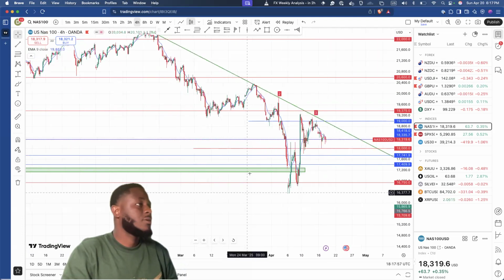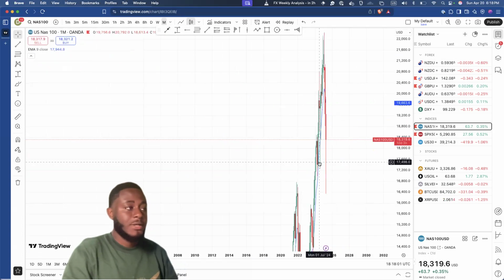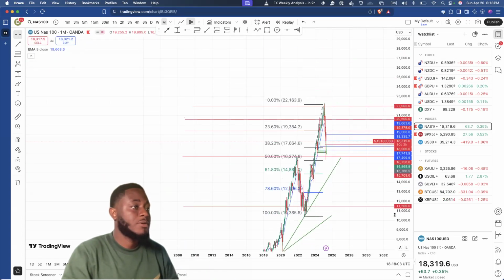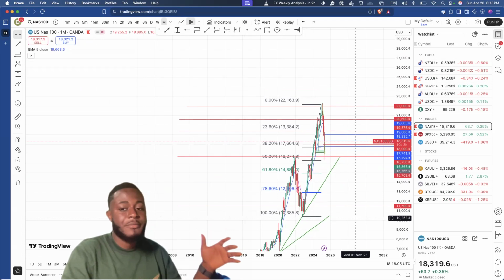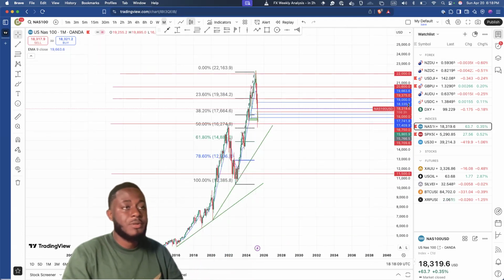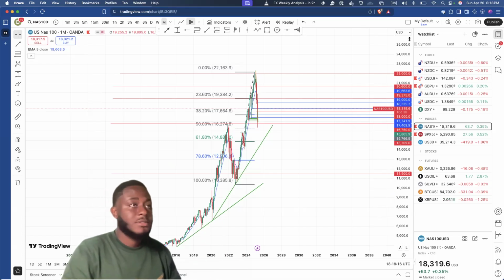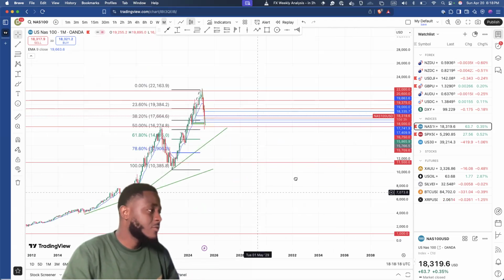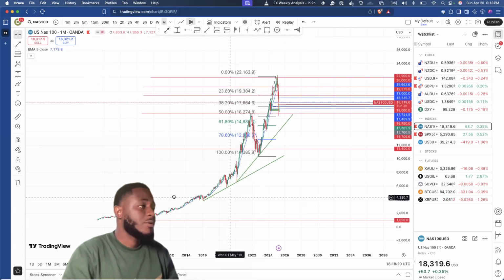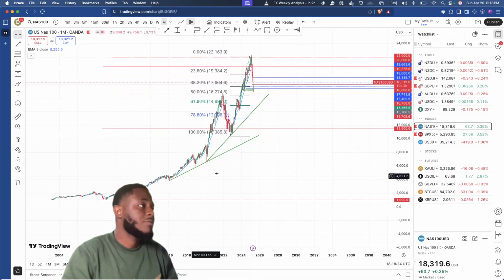So let's take a look. Let's go to the monthly time frame. I like to always analyze the forex market right from the higher time frame so that I can be able to tell exactly what is happening in the lower time frame. Most people call it top-down analysis. Yeah. So from the monthly time frame, you can see here NASDAQ has been making significant highs.